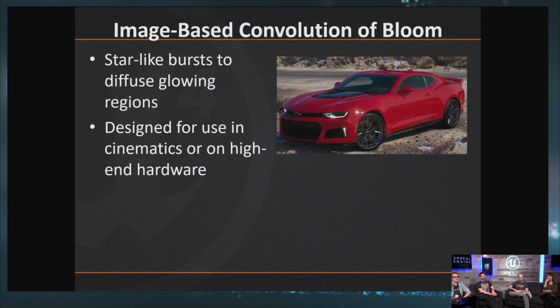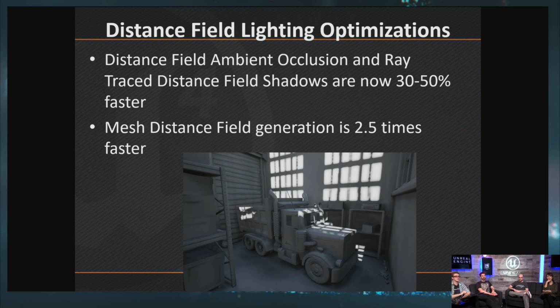Next up, image-based convolution of bloom. This one is really nice too, especially for your rendering artists. This is going to be much more high-end. You're not going to want to do a whole bunch of stuff on this one at runtime unless you're hitting really high-end hardware. But you can create nice effects like starbursts and so on. We'll have much more on that one and some tutorials, I'm sure, when it comes out. So be on the lookout for that if you're doing cinematics.